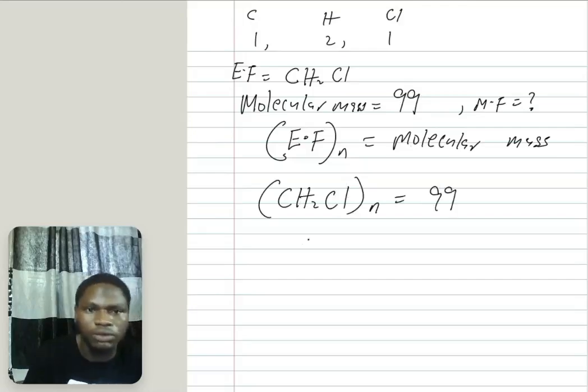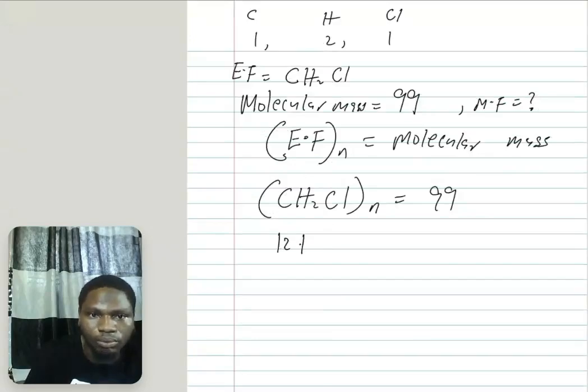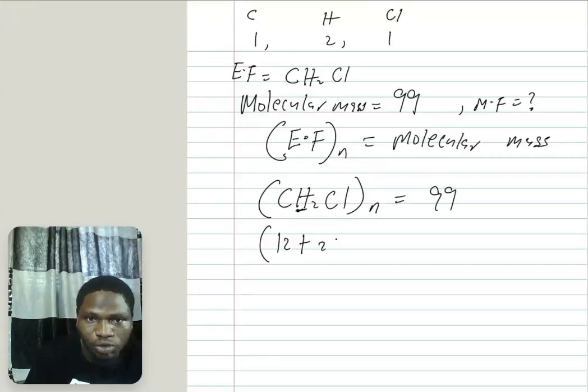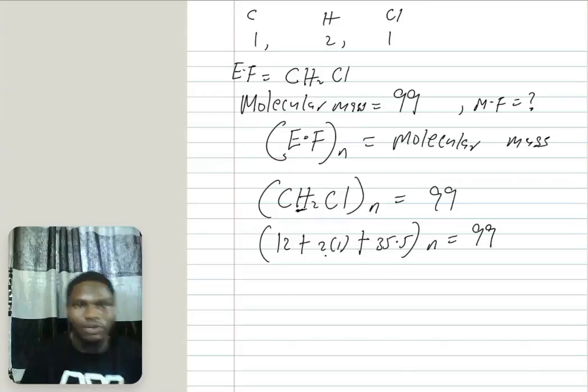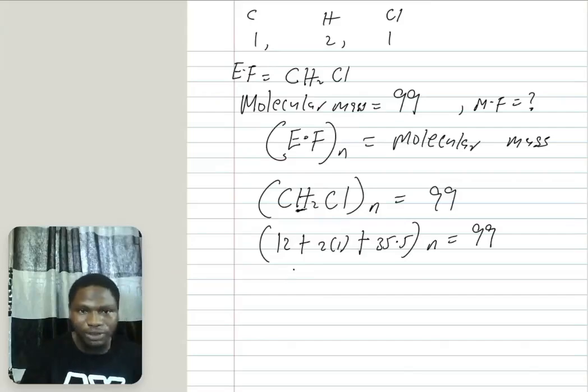Now let's solve. You know that carbon has been given to you here to be 12, hydrogen is 1 and chlorine is 35.5. So you put them there. I have 12 plus hydrogen, which is 1 times 2, plus chlorine is 35.5, then times N equals 99. If I add everything together, I think that'll give me 45.9. Let me cross check that. That's 14 plus 35.5, which is 49.5.